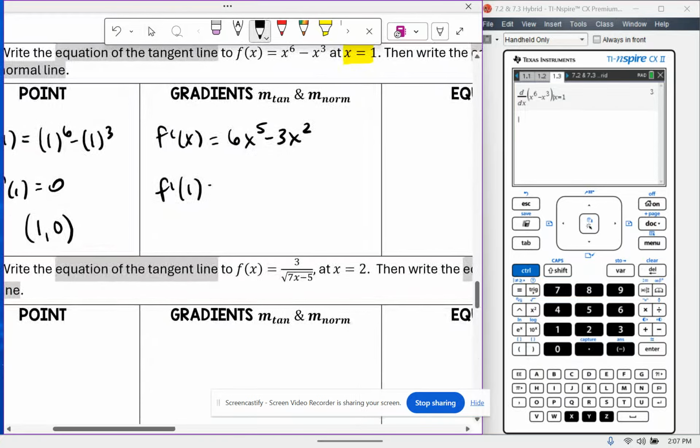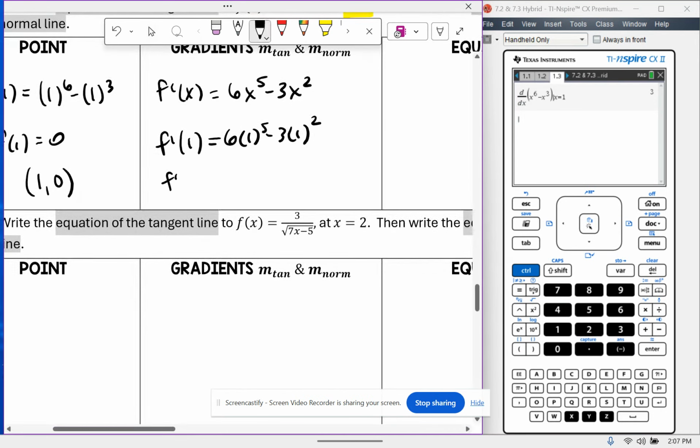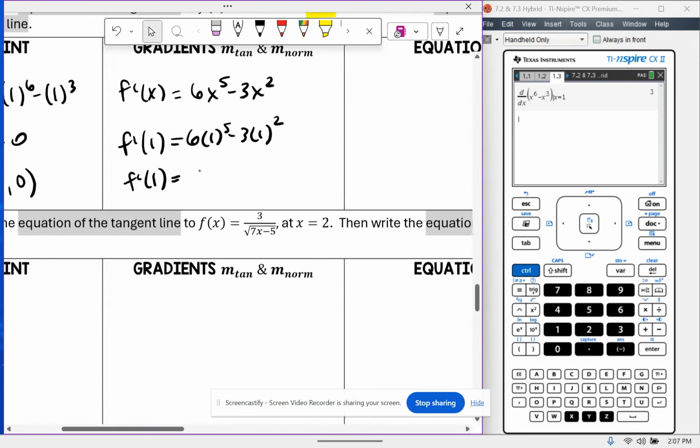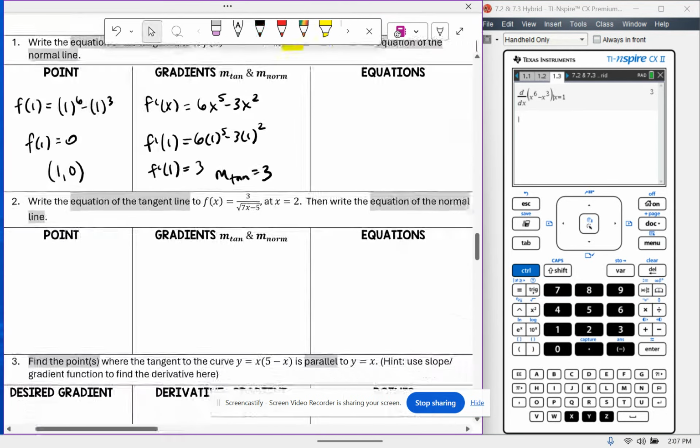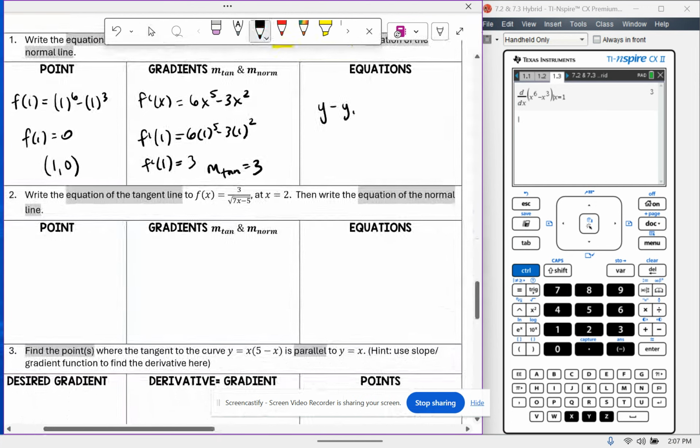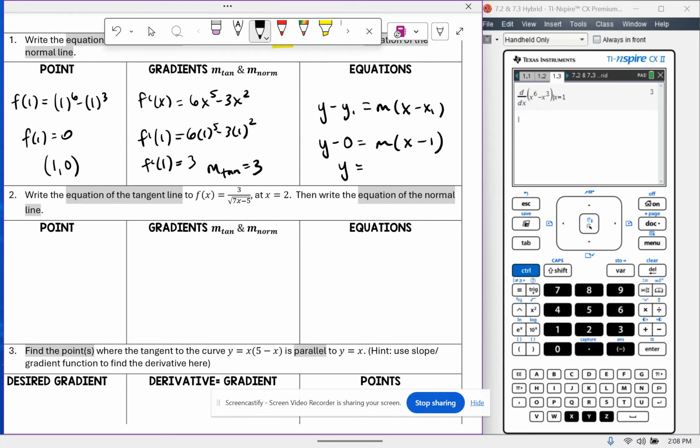Okay. So now we have 6 times 1 to the 5th minus 3 times 1 squared. So f prime of 1 is equal to 6 minus 3, which is 3. So I now have the slope of the tangent line is 3. Put it all together. Copy down your structure. I don't want to see all you people that think you're too good for the original structure. Just write it down. Oh, what goes in for m? I forgot to put it in. 3. So now I have 3x minus 3.